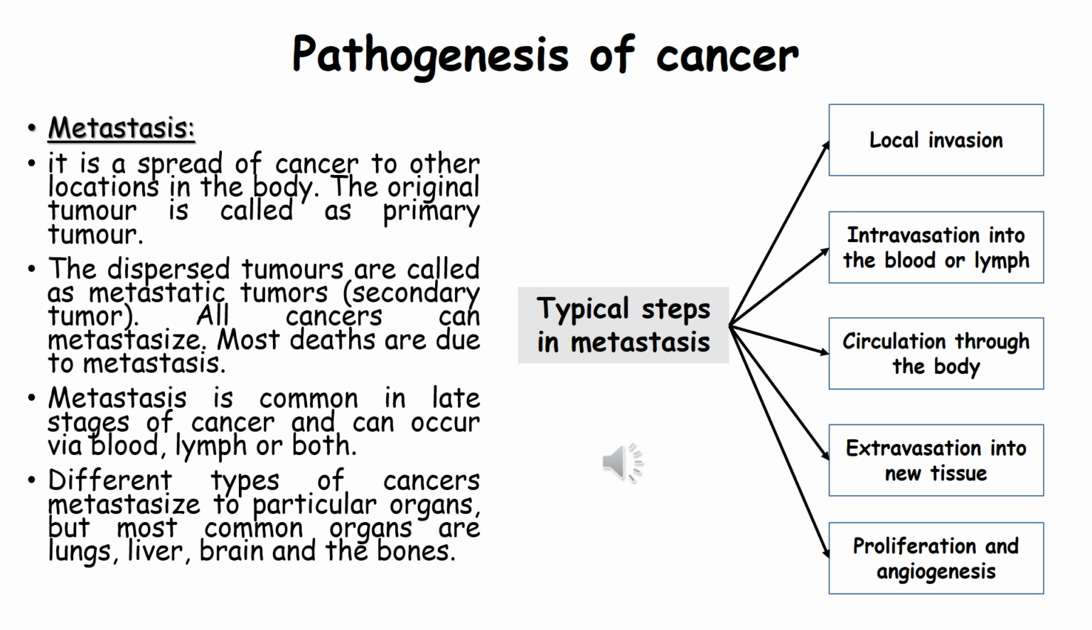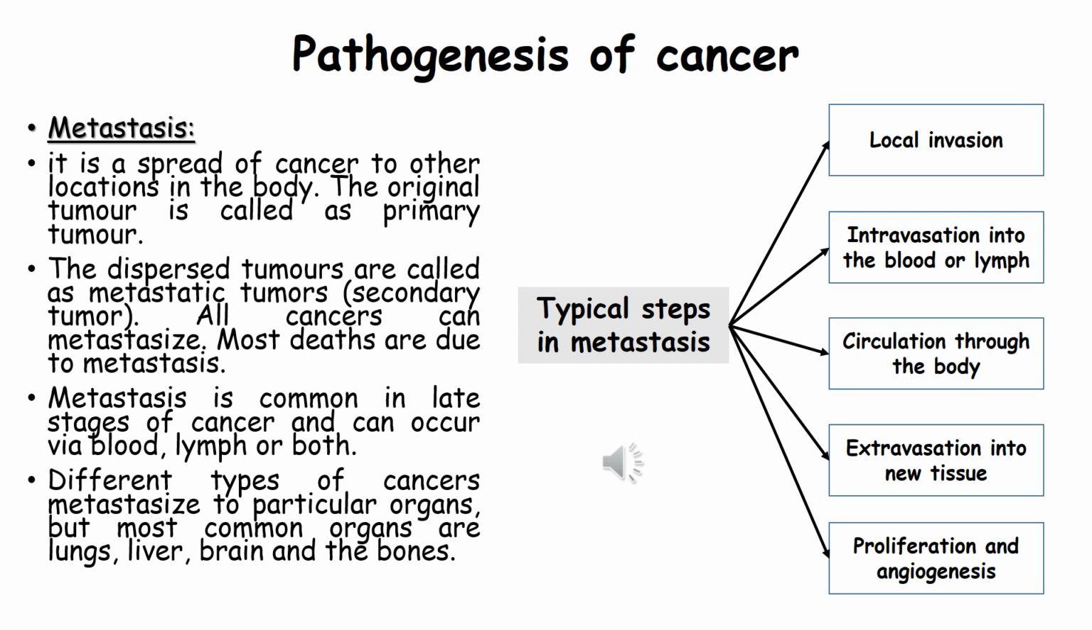The next factor related to cancer is metastasis, and this metastasis is a spread of cancer from one location to other locations in the body. So basically metastasis is a spread of cancer cells from the place where they first form, which is known as the primary tumor, to another part of the body, which is known as the metastatic or secondary tumor.